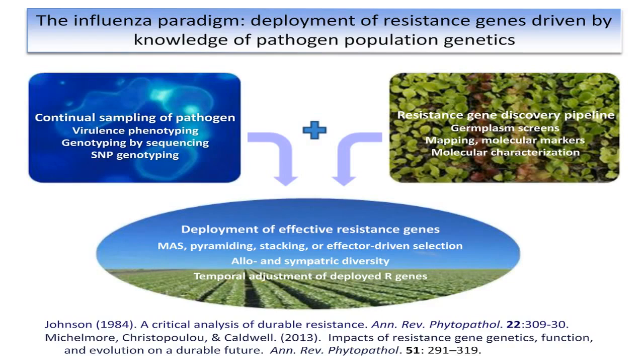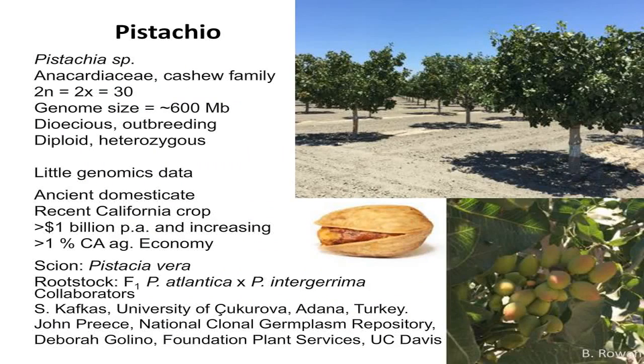Roy Johnson, back in 1984, wrote a very good review. It was published in Annual Reviews of Phytopathology. It's worth going back and reading that. But they really didn't have the technology to implement it, and now I believe we do. And to give a shameless plug for a review that we wrote a couple of years ago, this really takes Roy's ideas and puts them in the context of the opportunities and technologies that we have today.